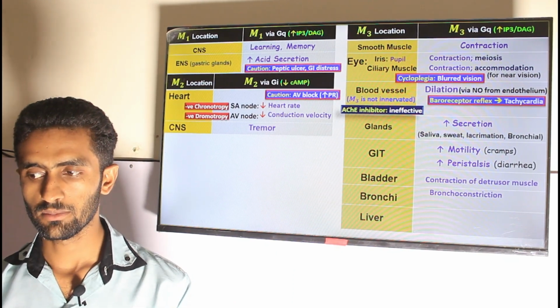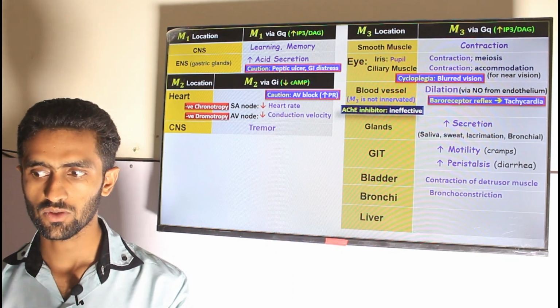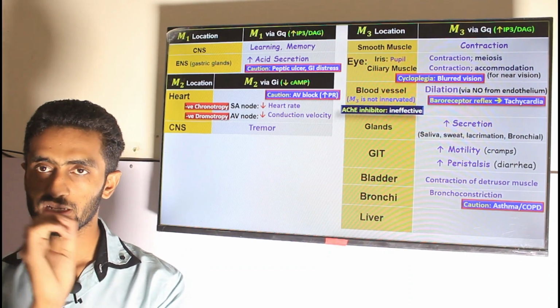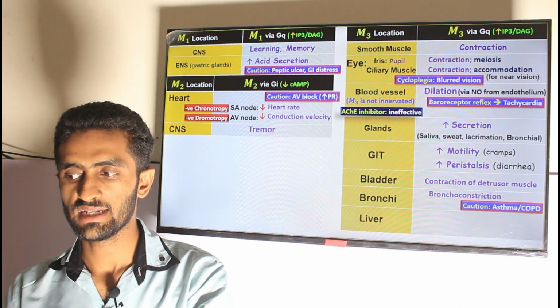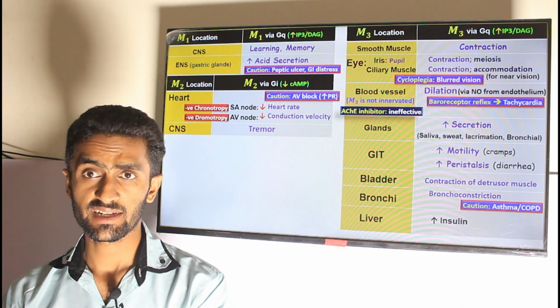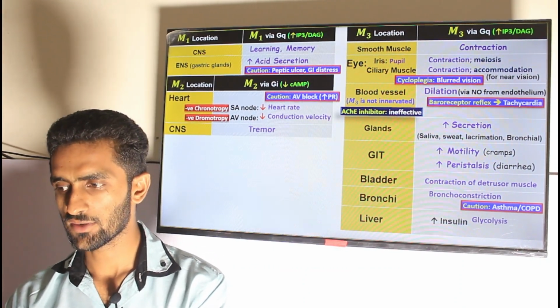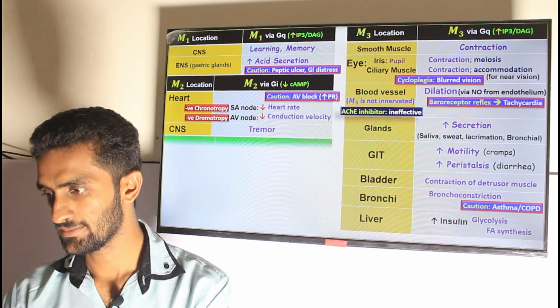Okay, bronchoconstriction. Bronchoconstriction means they should be used with caution in asthma. So their agonists are contraindicated in asthma and COPD. In the liver, they increase insulin, so they are useful for glycolysis and fatty acid synthesis.